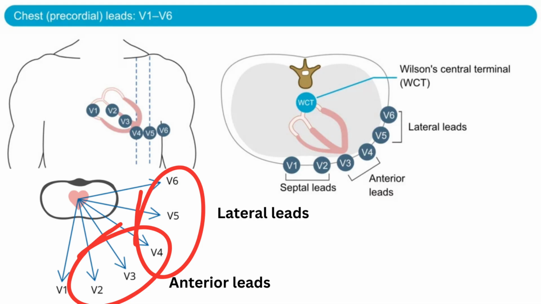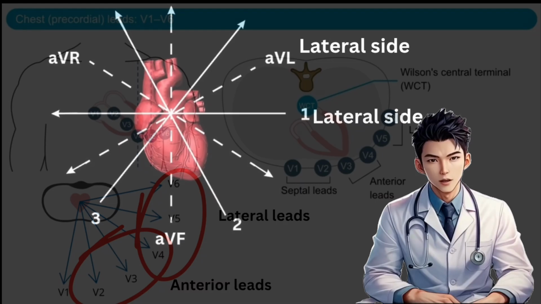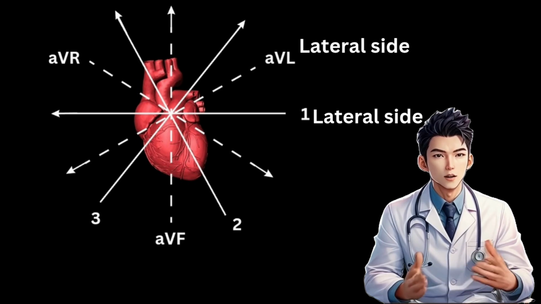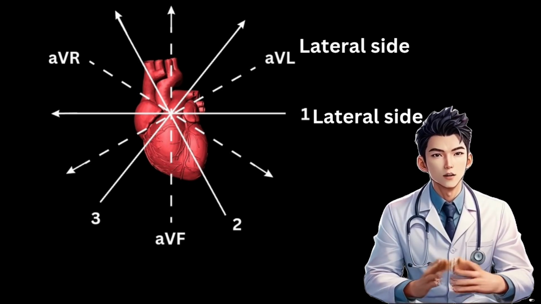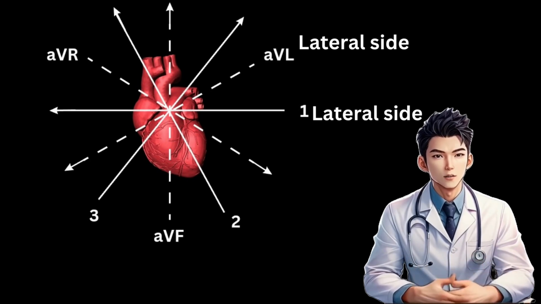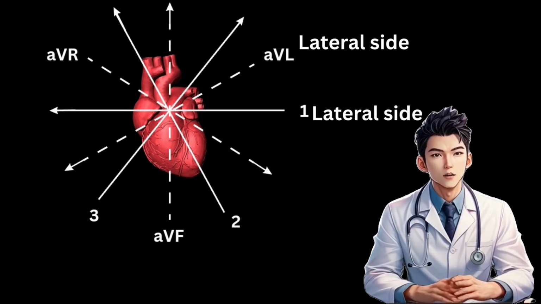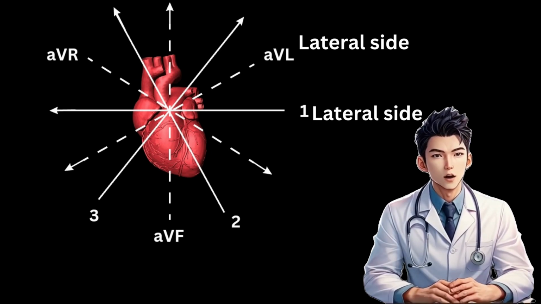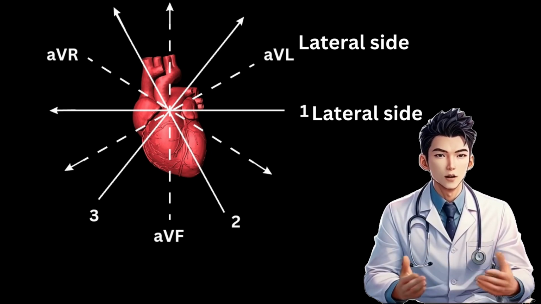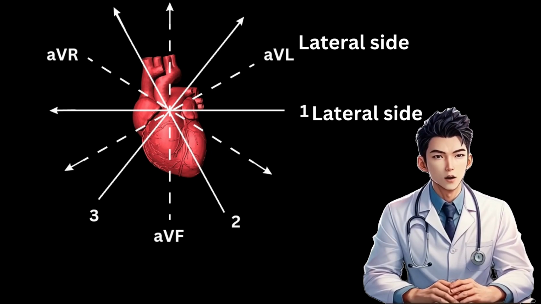Now, if I ask you, what are the leads looking at the lateral side of the heart? These are leads V4, V5, V6. And in the hexaxial leads, what are the leads that are looking at the lateral side of the heart? From positive to negative side, these are basically lead 1, looking at the lateral aspect of the heart. From positive to negative, lead AVL, looking at the lateral aspect of the heart. So lead 1 and lead AVL are looking at the left lateral aspect of the heart.